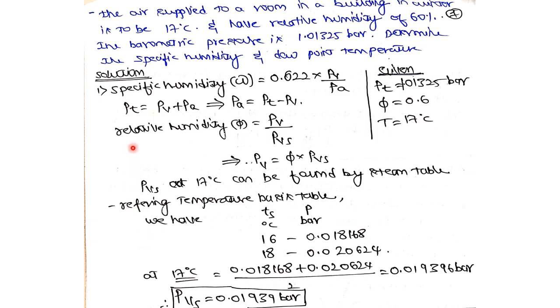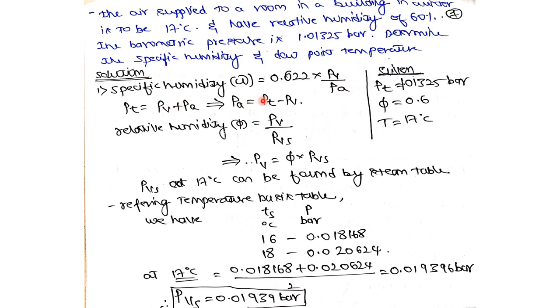So we'll try to solve one of the problems here. The air supplied to a room in a building in winter is to be at 17 degrees Celsius and have a relative humidity of 60%. So he has given here the relative humidity as 60%. The barometric pressure is 1.01325 bar. Barometric pressure usually indicates the total pressure, which is your atmospheric pressure. So the barometric pressure is 1.01325 bar, in the sense it is the given value of PT here. What we have to determine is the specific humidity and the dew point temperature. The two things have to be determined here.